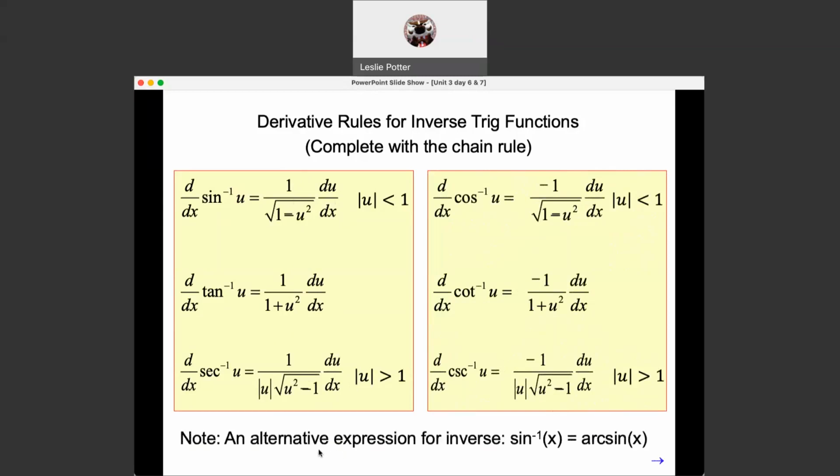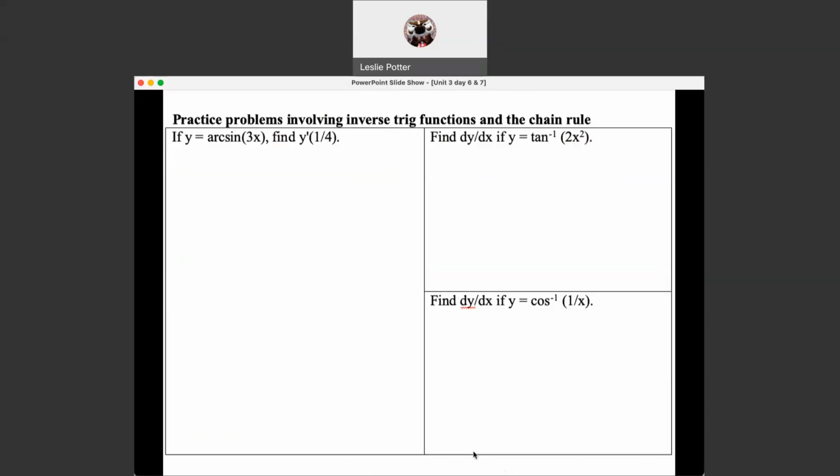Okay, just a quick note on expressions. College Board uses sine inverse of u, but you can also call it the arc sine. Arc sine is nice for word processing because you don't have to superscript anything. So a lot of times College Board will call it the arc sine instead of the inverse sine. Okay, so how do we use this using the chain rule?